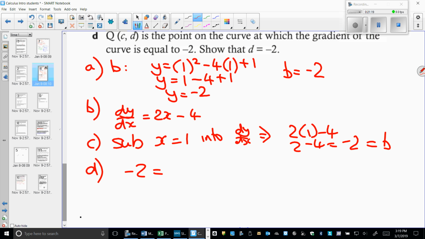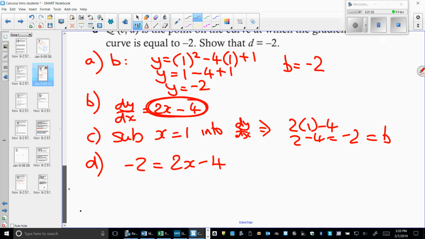So our gradient function was 2x minus 4. So that means that this expression here tells us about the gradient. So if they told us that the gradient was -2, it means that -2 is equal to that. You happy with that? You all happy with that?